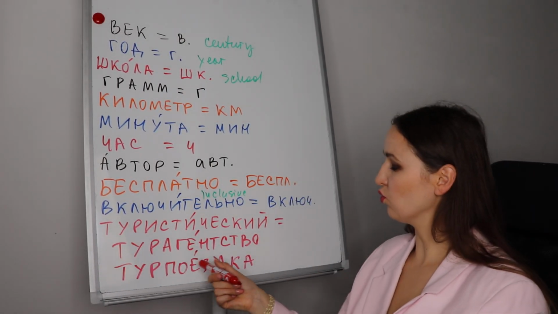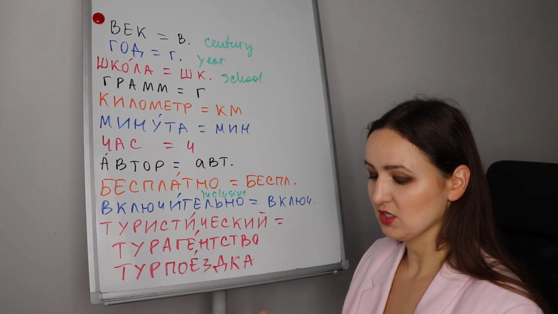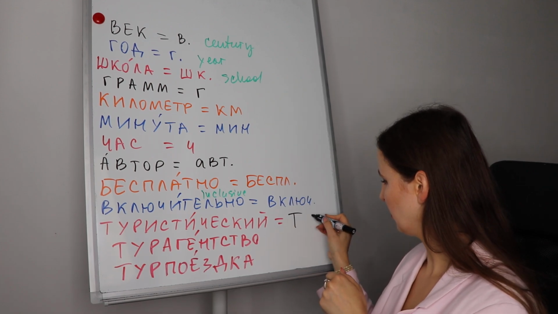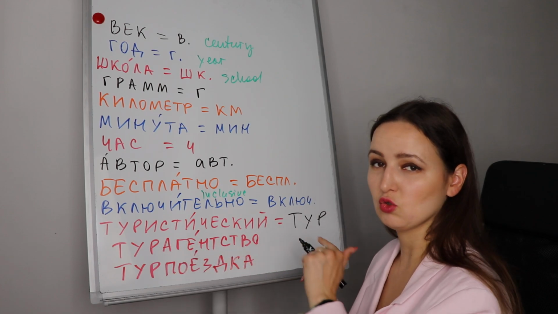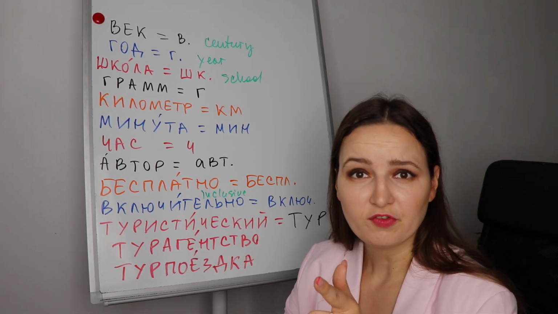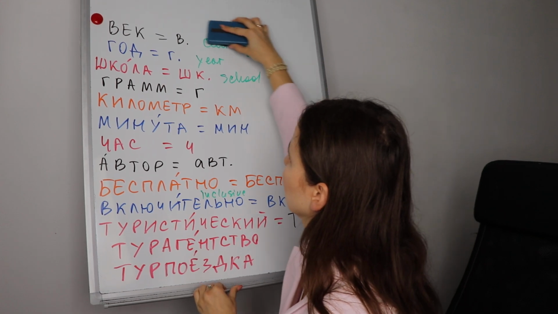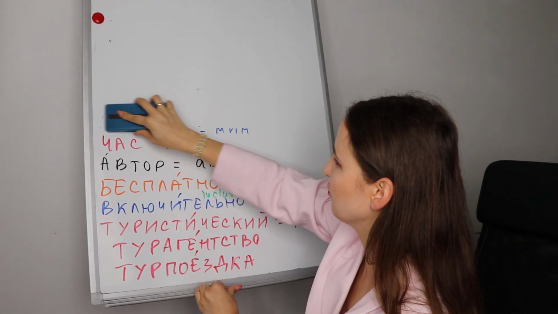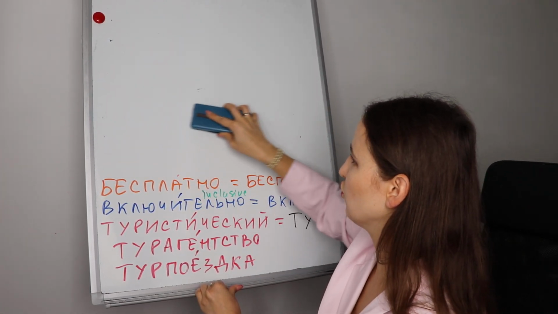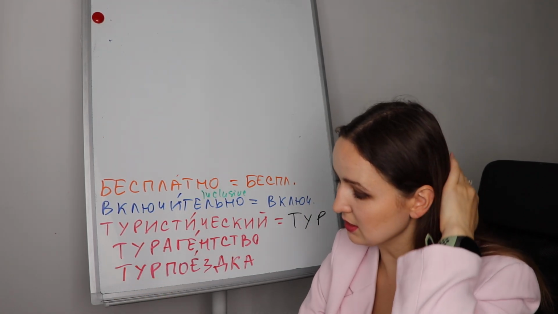I have to check if I turned on the microphone. Yes. So, тур поездка. Tour trip. Touristic trip. So, if you will see тур, usually it is connected with something like турагентство, турпоездка, турфирма, touristic company, touristic firm. Турфирма comes from this abbreviation as well. Дальше, let's continue.